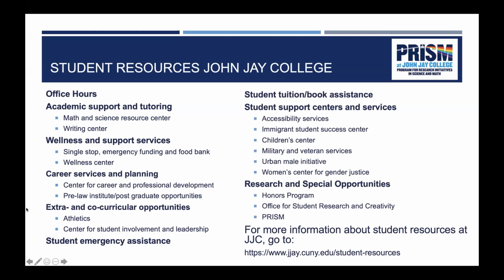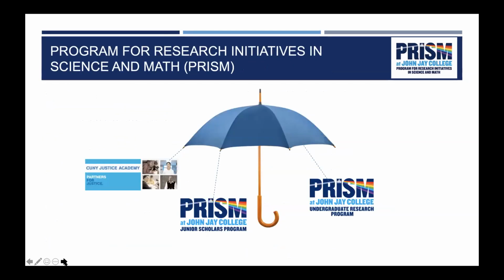Another good thing about John Jay as a science major is that you have access to this Math and Science Resource Center. And that means that for most of your science and math courses, you will have tutoring, you will have support. And you have research and special opportunities such as the honors program, the Office for Student Research and Creativity, and Prism. So today I will be talking a little bit more about Prism.